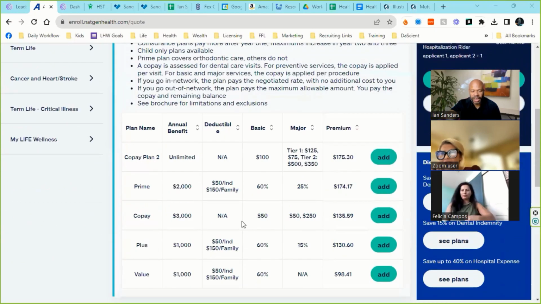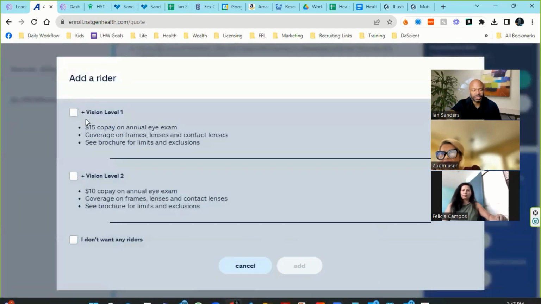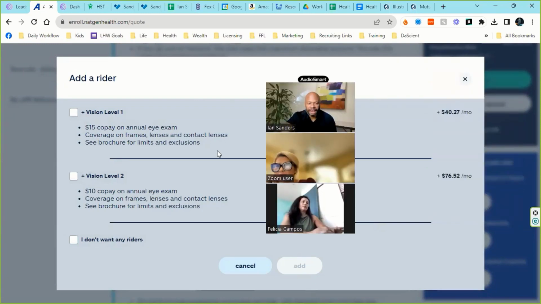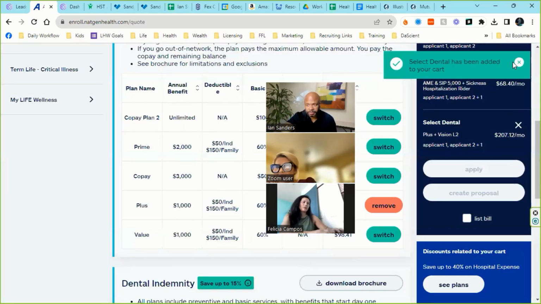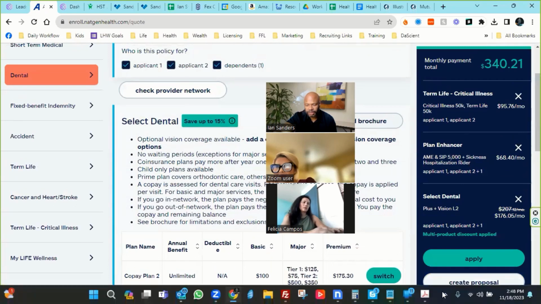Okay, so that would be $100 and $130.60. And then did you need vision coverage as well? Yeah, I think it's important. And how often do you get glasses, every year or every 2 years? Every year. Okay. All right. And so that would be about $76.52 a month to add that. All right. And so I'll have a total for you in just a minute.